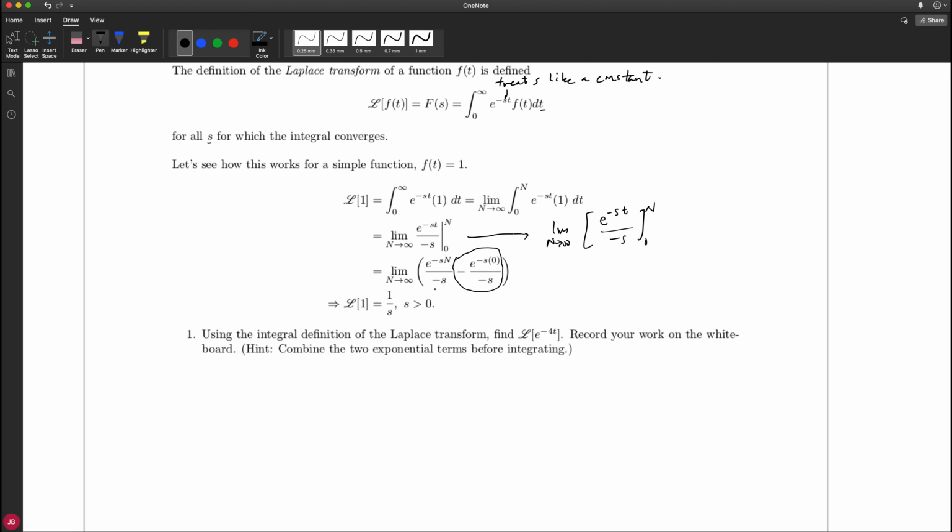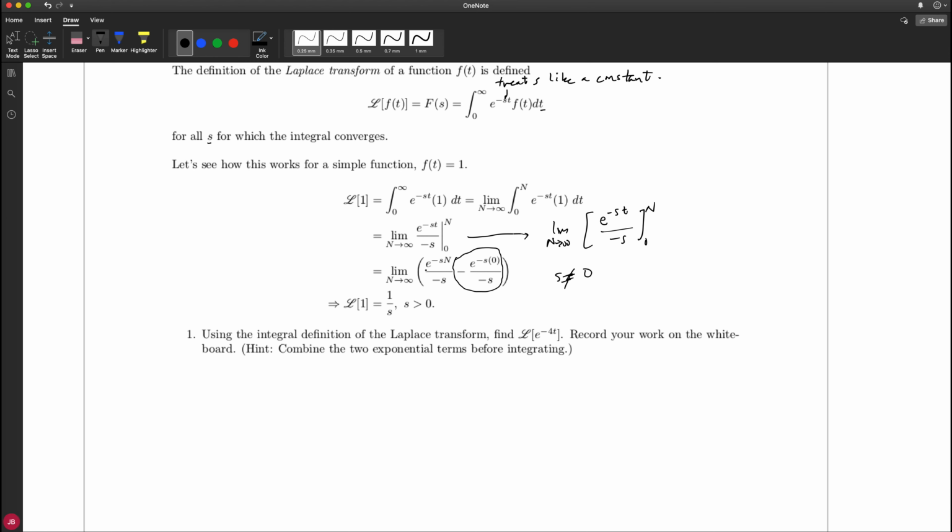Whereas here, as N becomes large, well, it's going to depend on what s is. Notice s cannot be 0, right? So that's our first observation. S cannot be 0 because we're dividing by it. But furthermore, if we want this integral to converge, and this is what I was talking about before, where it's going to be incumbent on you to determine what s is, this term better go to 0, right? It better be finite at the very least. But because we're dealing with exponential functions, there's only two options. Either it goes to 0 or it goes to infinity.